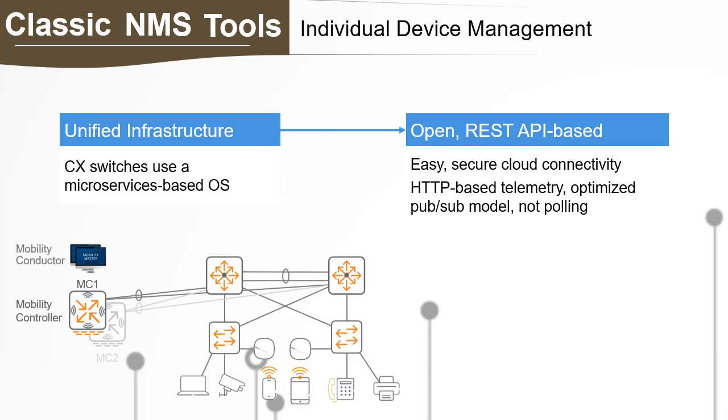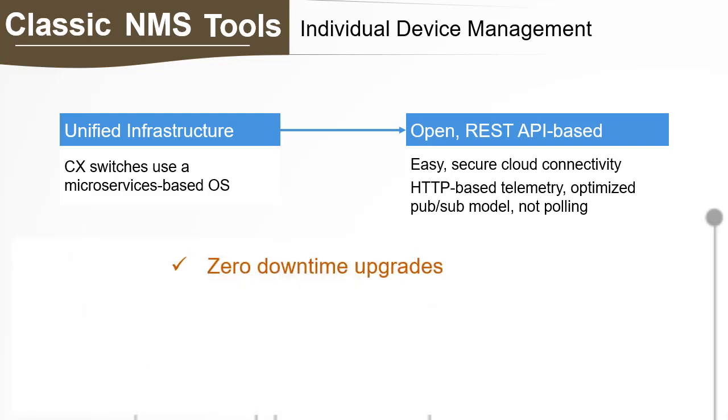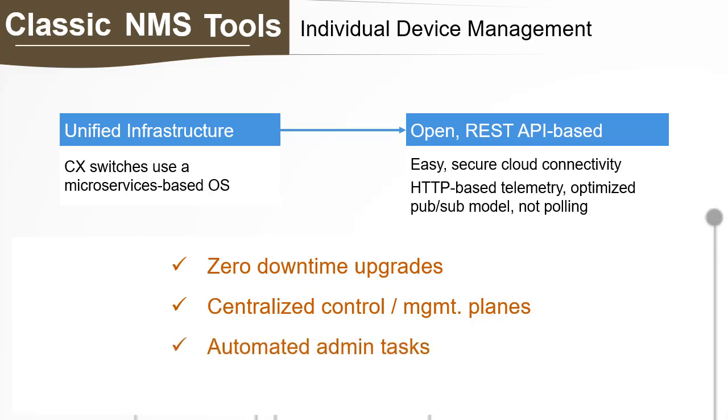This facilitates zero downtime upgrades and moving to a more centralized control and management plane, in cloud or on premises. It also facilitates more automation for typical network admin tasks. And scalability? A single customer can manage up to 100,000 network devices and 1 million client devices.